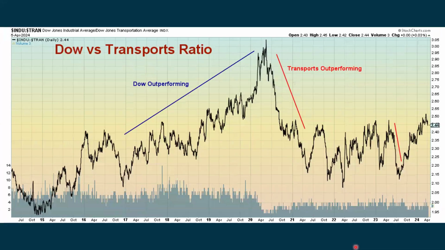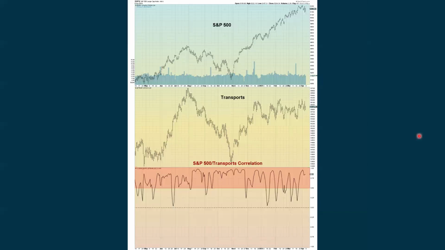We look at a ratio between the Dow and the transports. When this is going up, that means the Dow is outperforming. And for the most part, that's what has been happening. And we look at a relationship between the S&P on top and the transports, and they're having a pretty strong correlated relationship. So if the S&P is going up, chances are the transports are going up. And the inverse of that can also be true. If we have weakness in the S&P, the transports could also be showing some weakness.